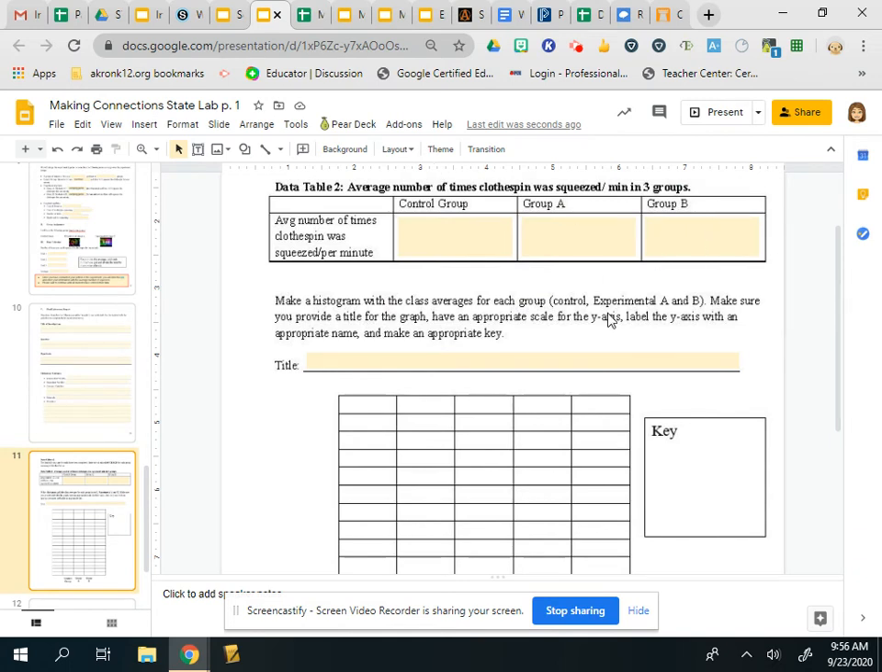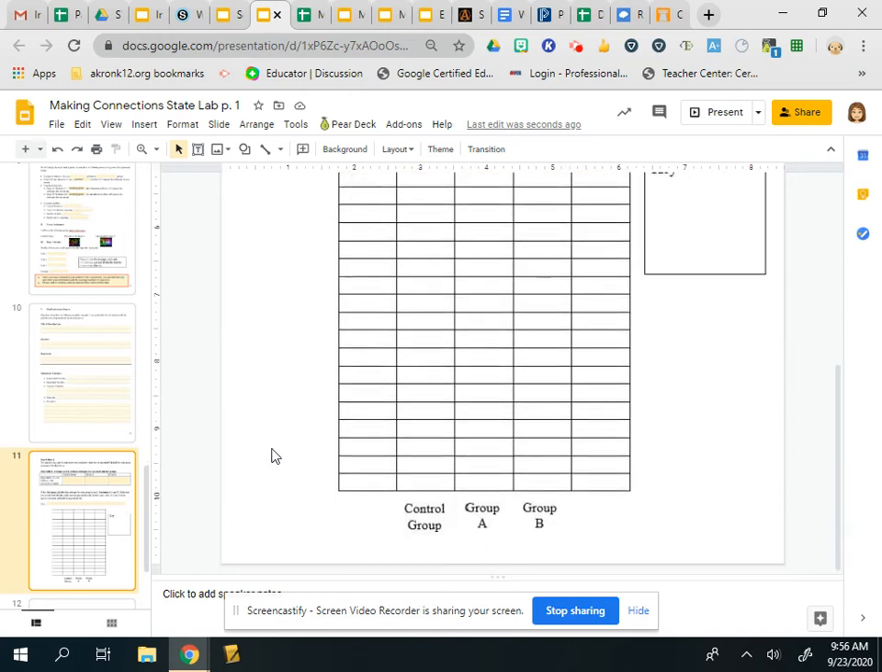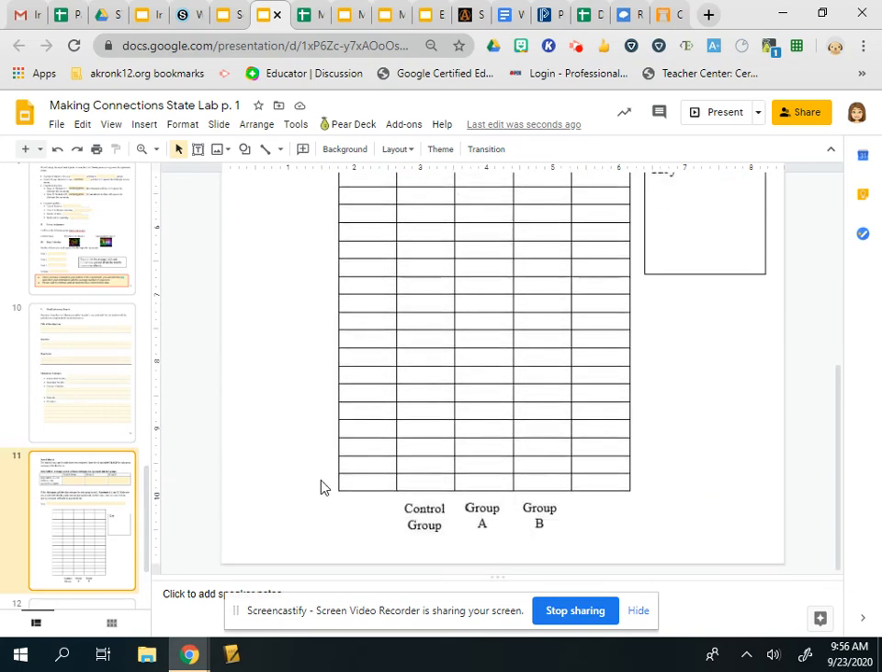Then you're going to make a histogram, another graph. It looks like a bar graph using these 3 values. Make sure you provide the title. Use the title from your previous page, and make sure you have an appropriate scale along the side. Make sure you're counting either by 5s or 10s or whatever you need, depending on how many squeezes people have. The lowest number you start with doesn't have to be 0. The lowest number can be the lowest number that someone collected as their data. You could start at 100 if you need to with this first one.